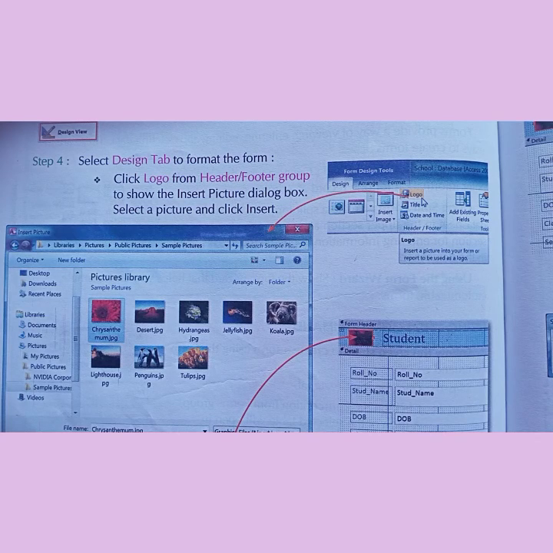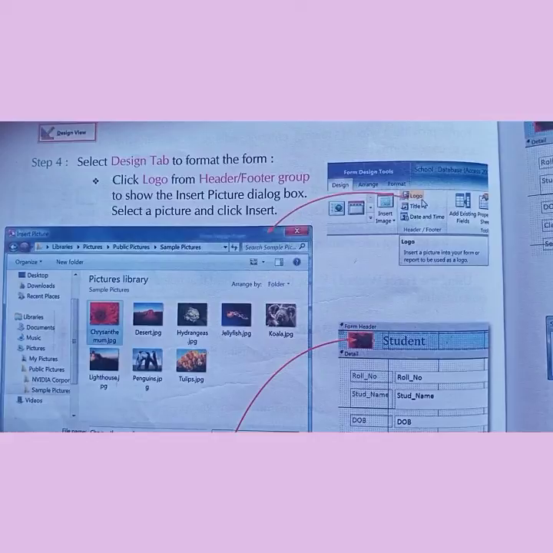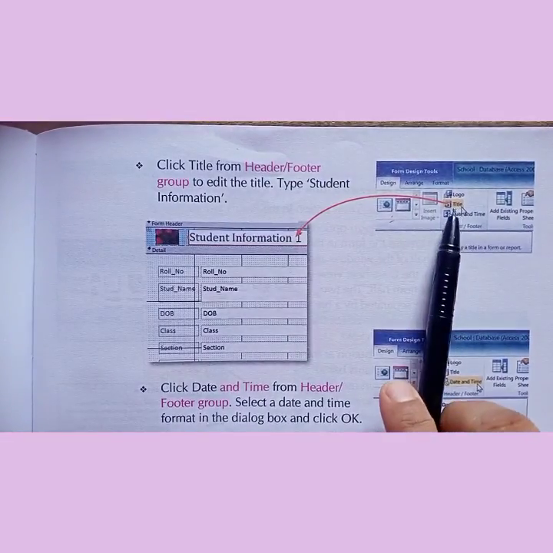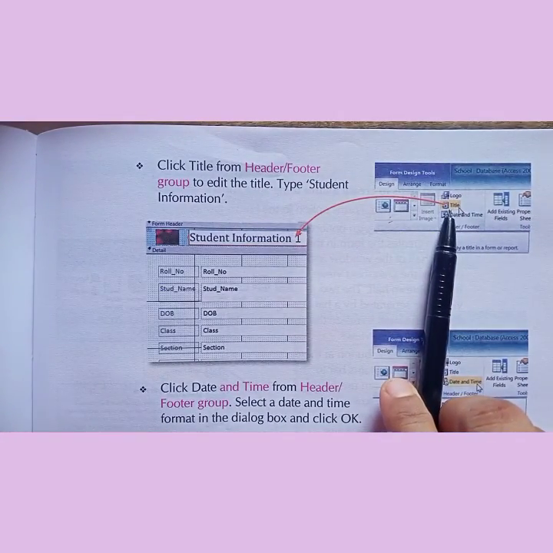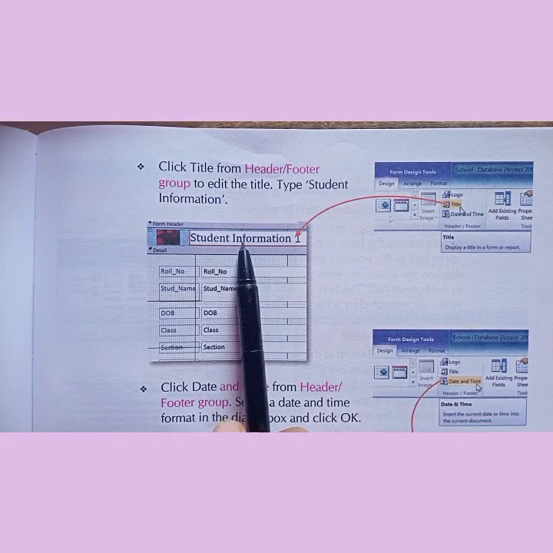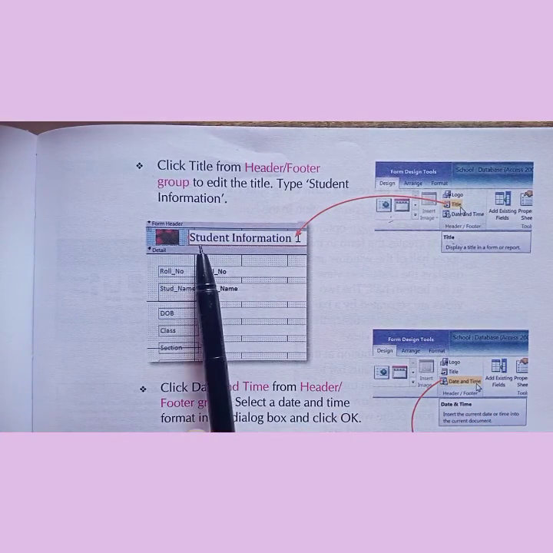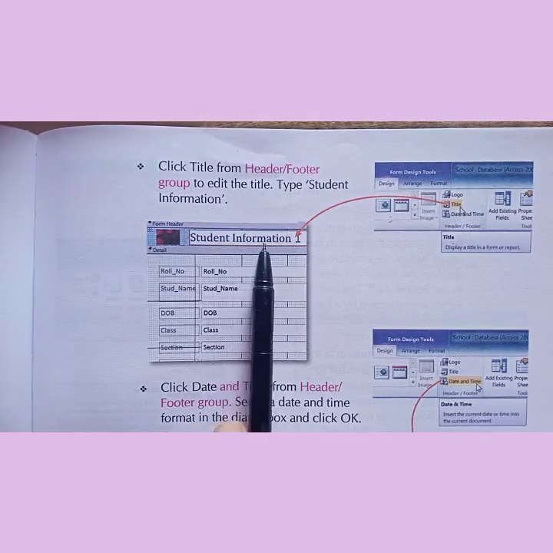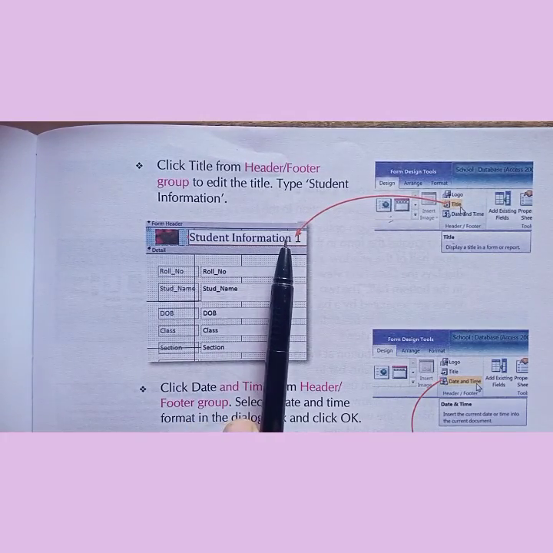Similarly, if you wish to add a header and footer, you can do that also. For the header and footer, you will have to click on the title. When you click on the title, you will get a cursor at the top of the form. When this cursor appears, you can start typing down the title, the name of your form.